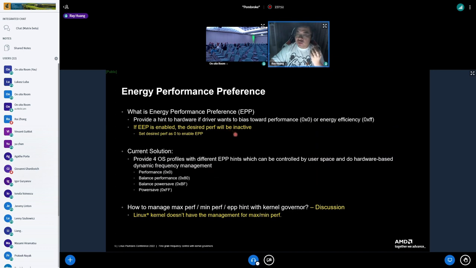And currently we provide four OS profiles with different EPP hints, which can be controlled by user space manually, and the hardware does dynamic frequency management on the hardware side. But we would like to find a way to manage the max, minimal, and the EPP hint with the kernel governors. The current kernel doesn't have a way to manage the max and minimal perf so far.